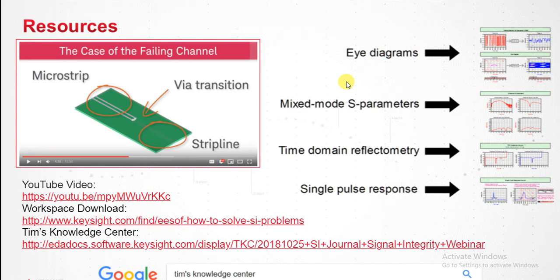After you click simulate, it will generate the eye diagram. Once you give it the data rate, it will generate the mixed mode S parameter, TDR, and single pulse response. And after the single pulse response, you'll be able to play with an interactive cursor selection tool, where you decide how many taps you want in your equalization. Having done that, you can go to another schematic and perform a channel simulation with the number you already selected.